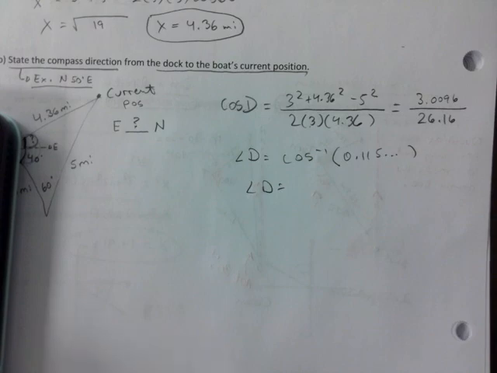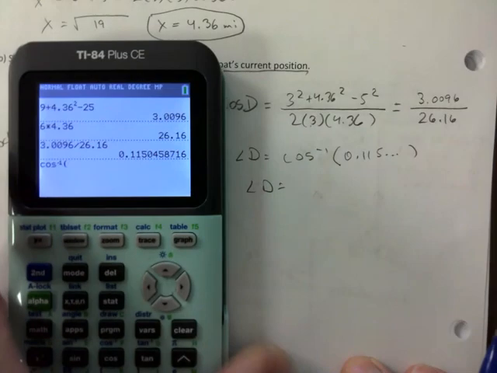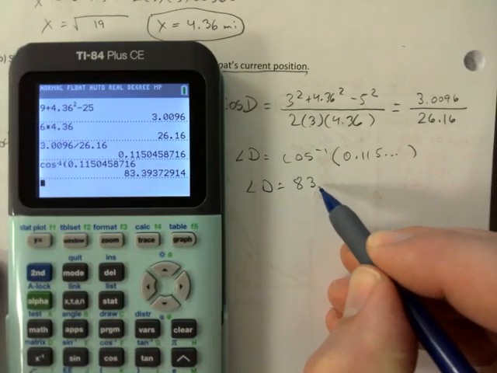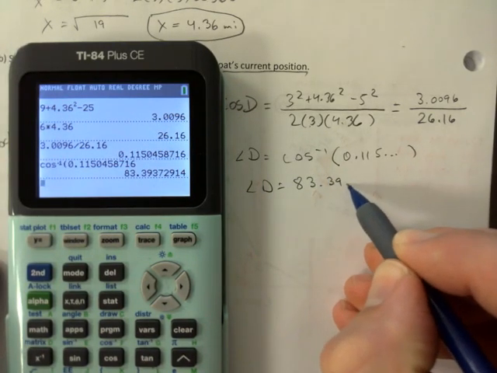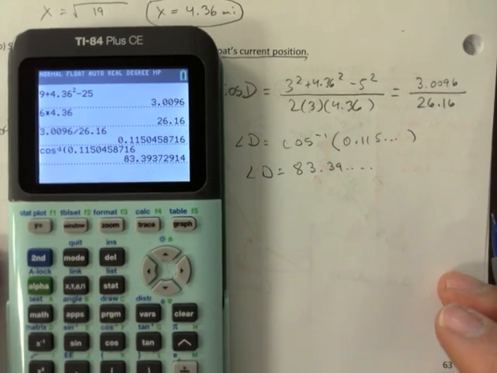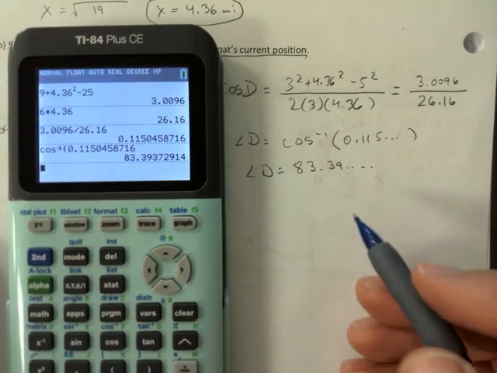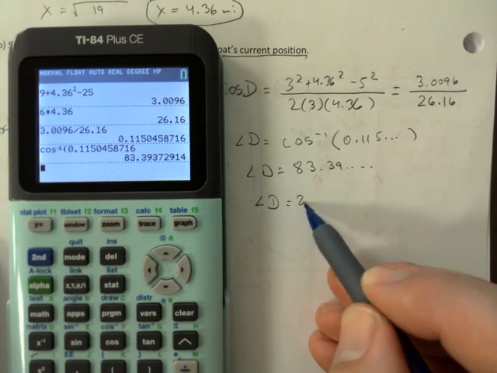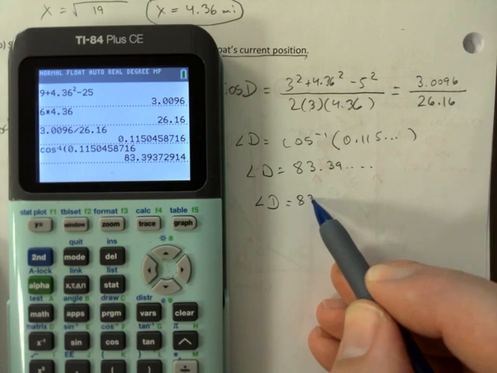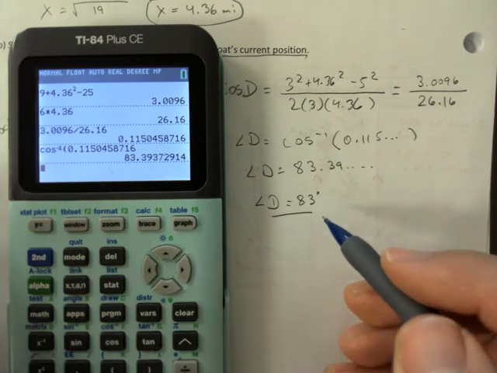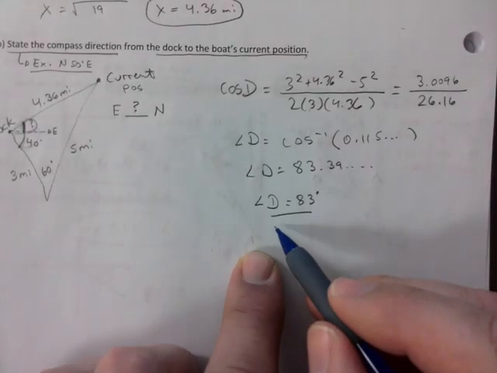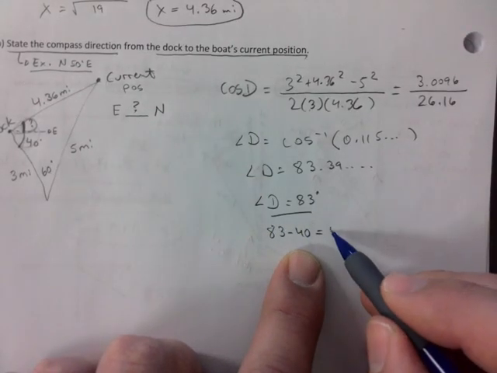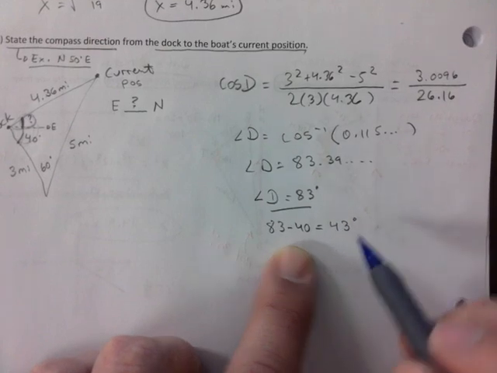I'm going to take the cosine inverse of that, and I get 83.39 something. And for this question, honestly, I would round to the nearest whole degree. So I'll say 83. So I go 83 minus 40. That leaves me with 43 degrees.